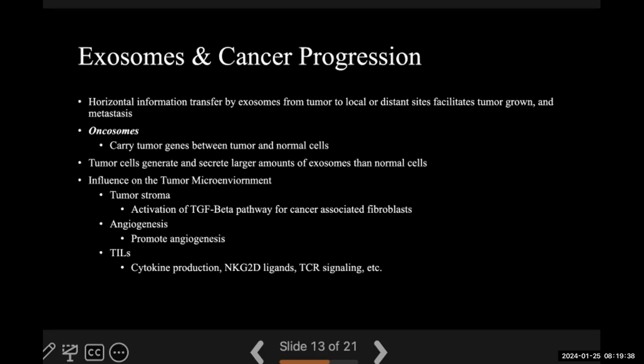Because of cellular proliferation, a lot of tumor cells generate and secrete larger amounts of exosomes compared to normal cells, and that has its own influence on the tumor microenvironment. Also, some exosomes can activate the TGF beta pathway, and you'll see cancer-associated fibrosis affecting the tumor stroma. You can have exosomes also promoting angiogenesis, and then obviously affecting the tumor-infiltrating lymphocytes because of cytokine production, a decrease in NKG2D ligands, or decrease in T cell receptor signaling. You can see differences in types of tumor-infiltrating lymphocytes depending on what exosome genetic information is being carried.